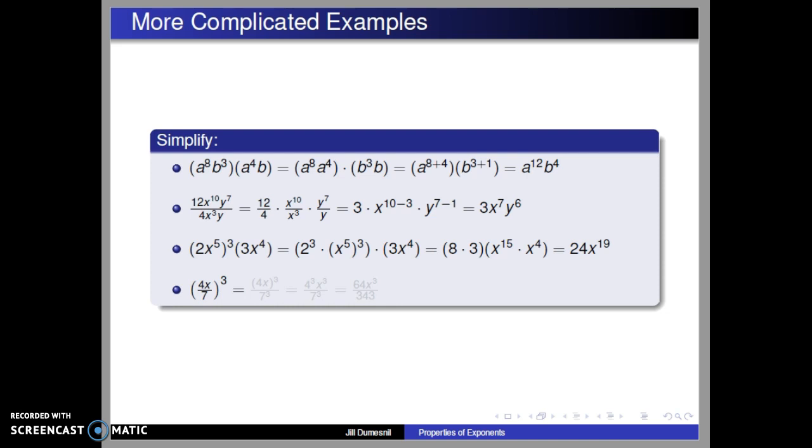Finally, consider the fraction 4x over 7 quantity cubed. We apply the power to the numerator and denominator and apply the power to both factors in the numerator. We get 64x cubed over 343. Note that it is useful to have several powers of single-digit numbers committed to memory so that you won't have to use a calculator on every problem.